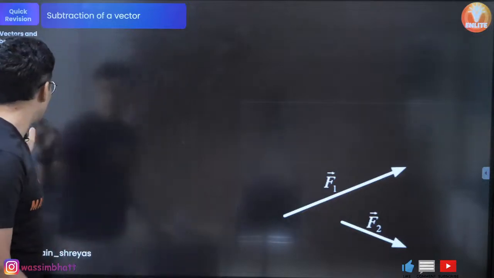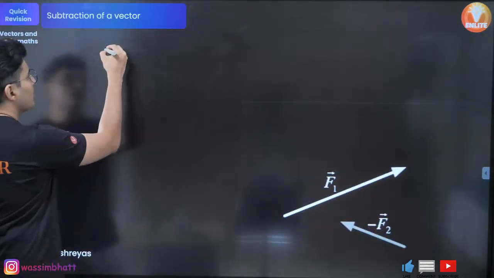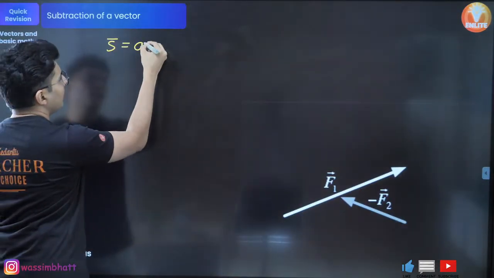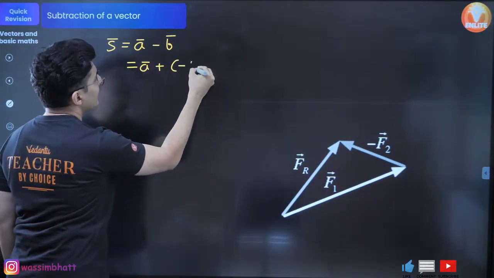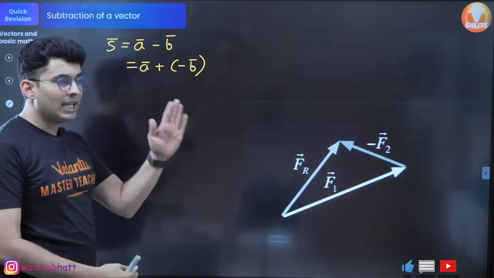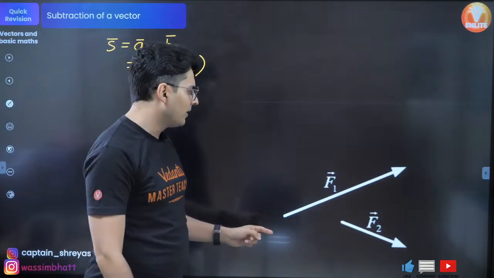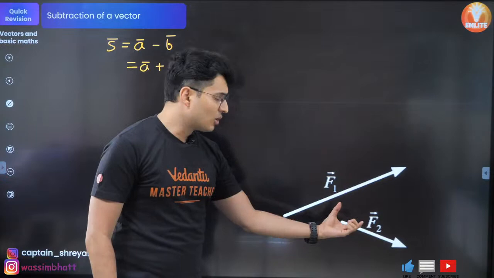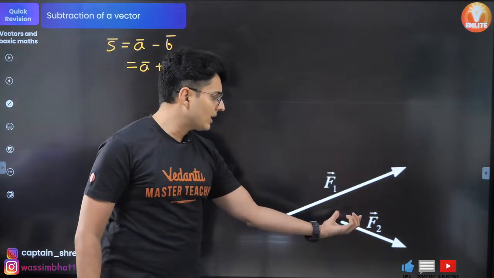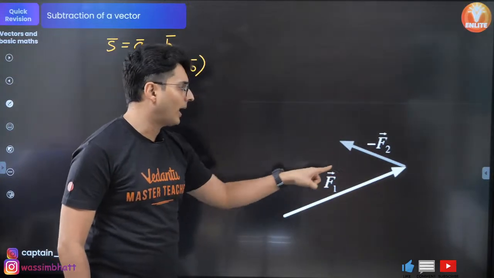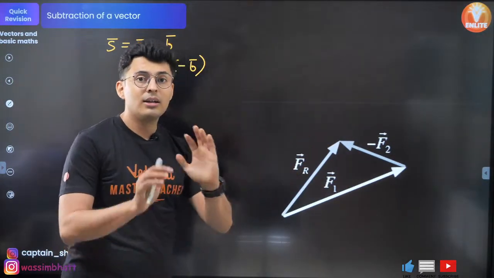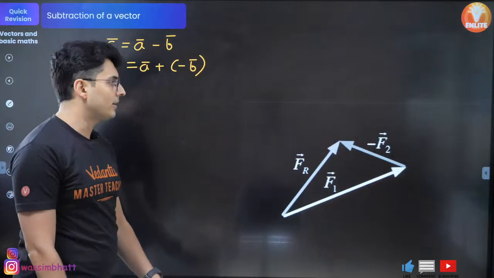So when I say subtraction, it is actually addition only. So when I say subtraction of a vector minus b vector, it is actually a vector plus negative of b vector. So you take the negative vector, like over here, this is F2 vector. So you want to subtract it. So basically you take the negative of that, that is it. And then you add these two vectors.